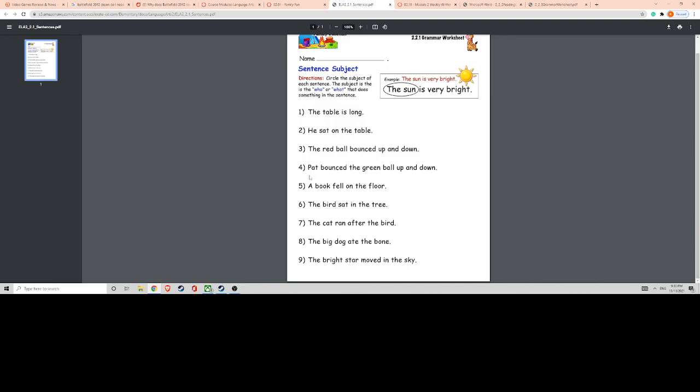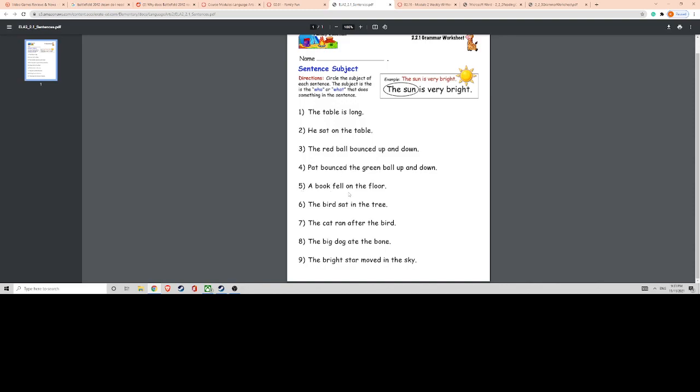Number 4. Pat bounced the green ball up and down. So there is a girl named Pat. She bounced the green ball up and down. So what is the subject here? Can you guess? Pat. This sentence is about Pat. She bounced the green ball up and down.